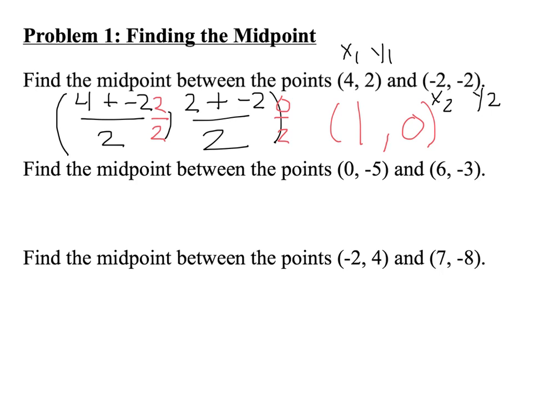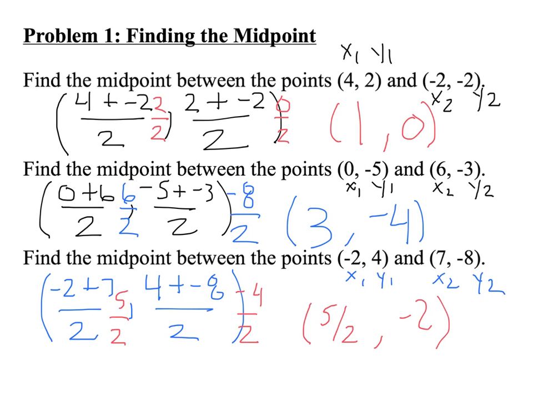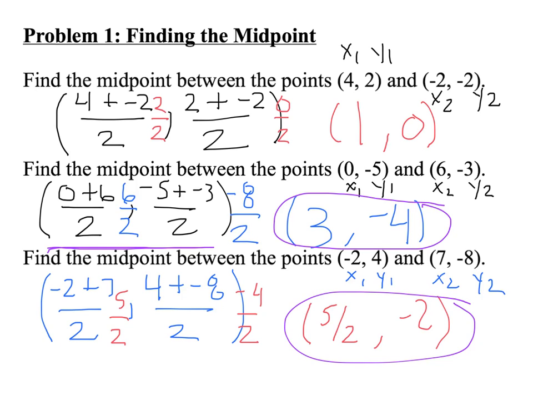Remember first to label your points x1, y1, and x2, y2. So my other two midpoints would be 3, -4, and 5/2, -2. Again, first I labeled my points x1, y1, and x2, y2. Once I did that, then I plugged in my formula. So really what you're doing is finding the average of the x's and the average of the y's to find the middle. So again, this would be the middle of my first 2 points, and this would be the middle of my second.